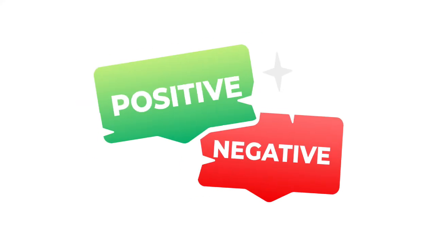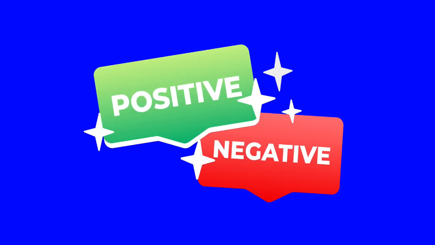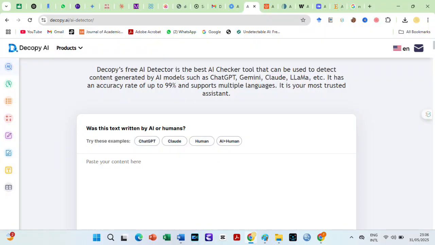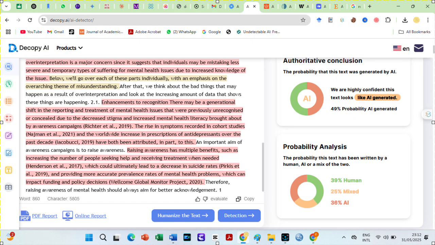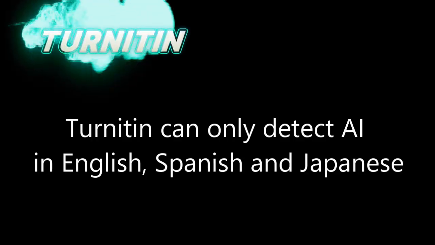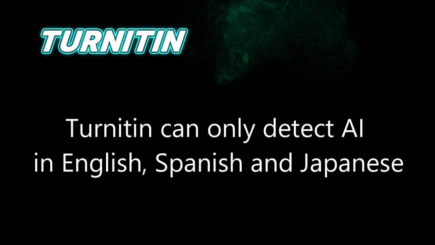Moreover, free detectors are prone to both false positives, labeling human text as AI, and false negatives, that is, missing AI-generated content. Another free AI detection tool you should try is Decopy. Decopy is like NoteGPT because it is free and needs no registration. The detector highlights AI-generated text in one color and human-written text in another, providing a clear visual distinction. It also has multi-language support like Turnitin, although Turnitin can only detect AI in English, Spanish, and Japanese.